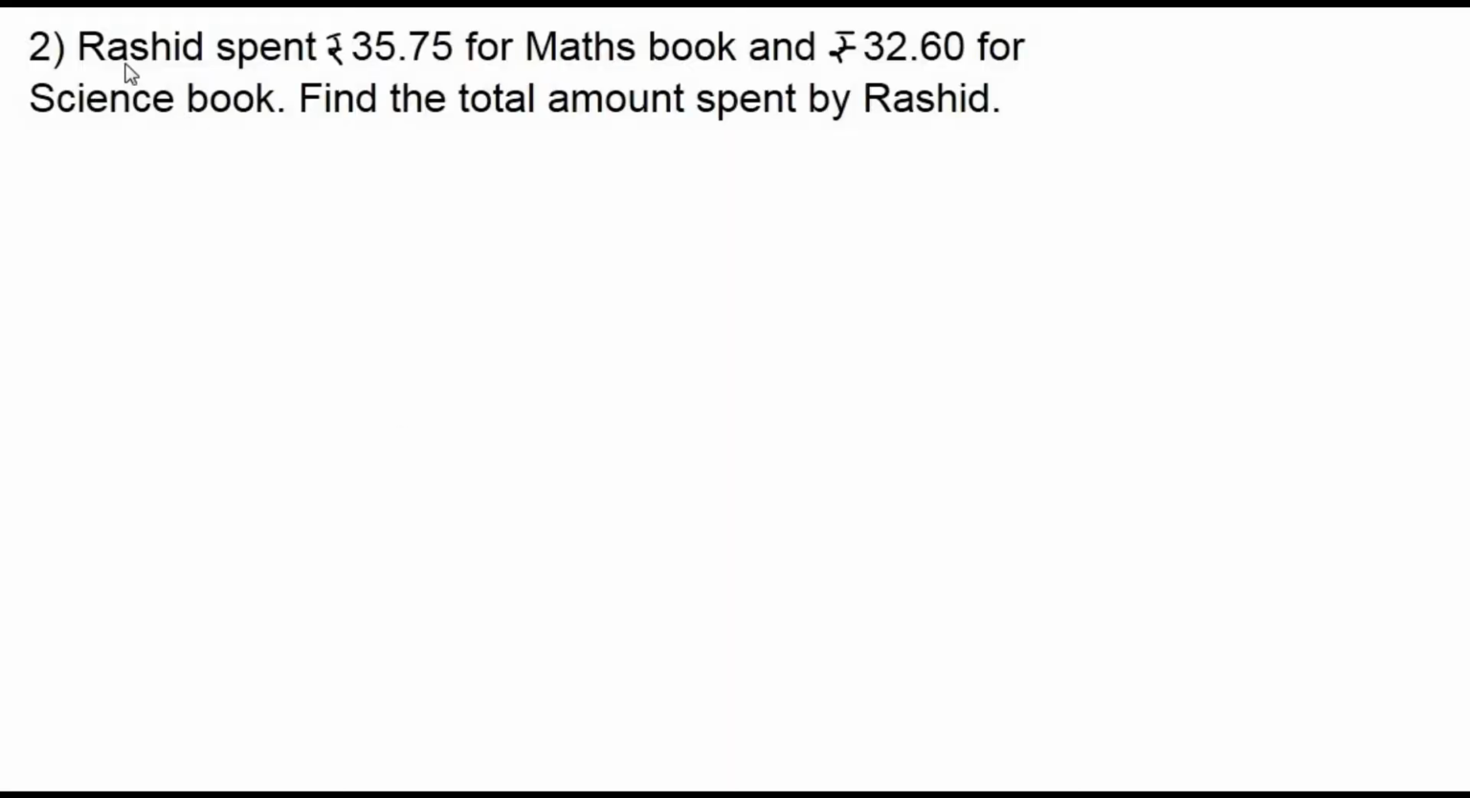Second question of this exercise is: Rashid spent rupees 35.75 for maths book and rupees 32.60 for science book. Find the total amount spent by Rashid. So here you can see the word total, and whenever we find this word total or sum in any word problem, simply it means we need to do addition. So here what we need to add? Here we need to add the amount spent for the maths book and the amount spent for the science book.